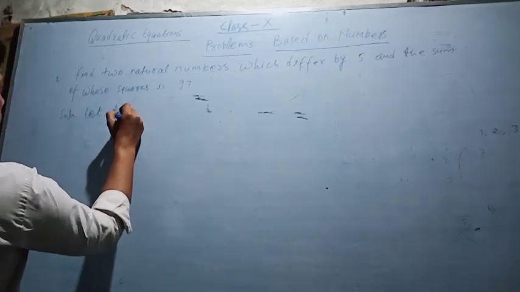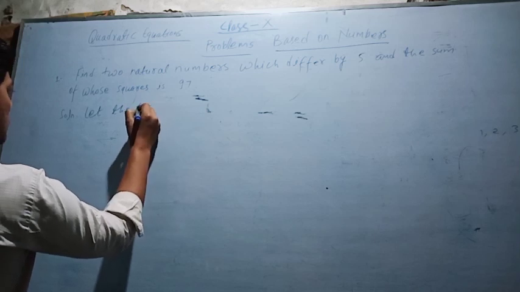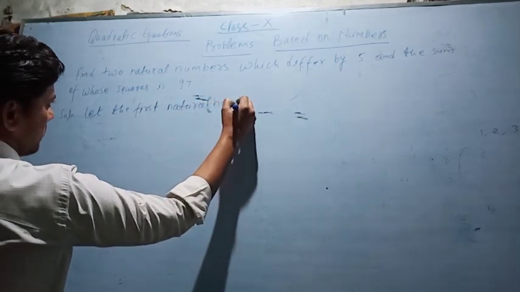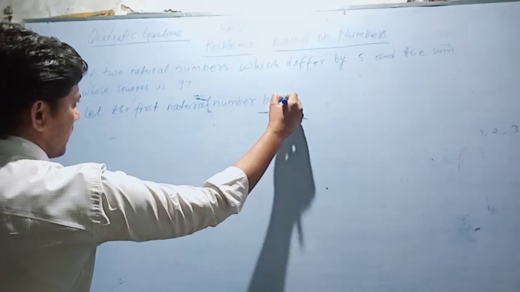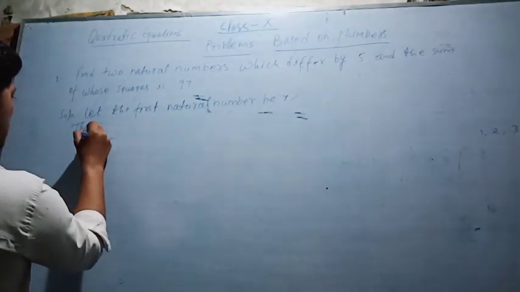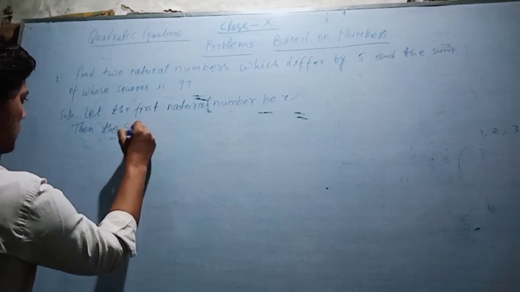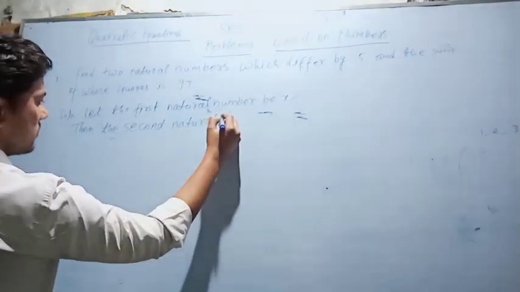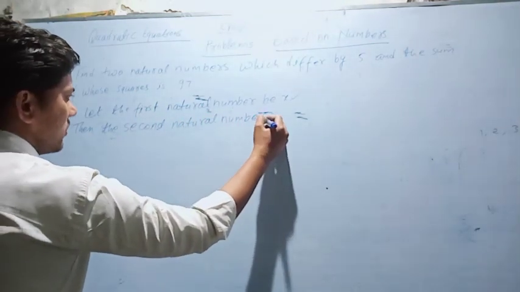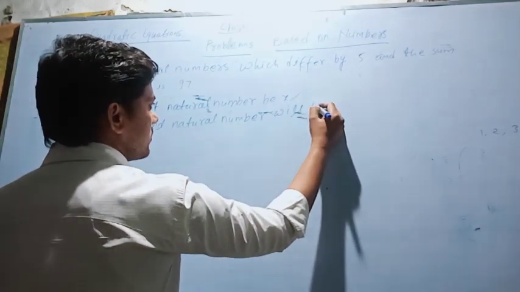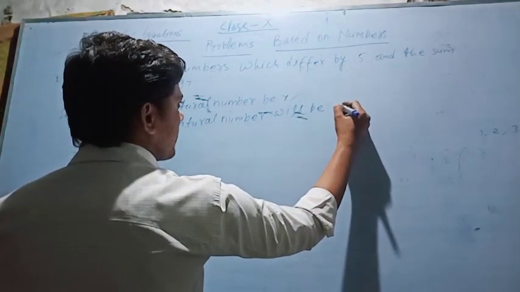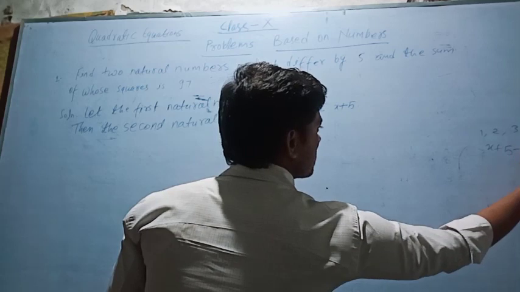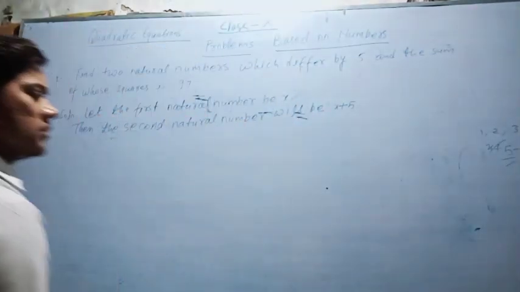Let the first natural number be x. Then the second natural number will be x plus 5, because the difference is 5. x plus 5 minus x cancels, and the difference is 5.